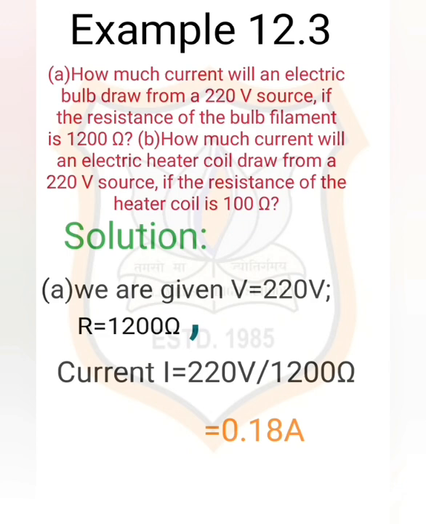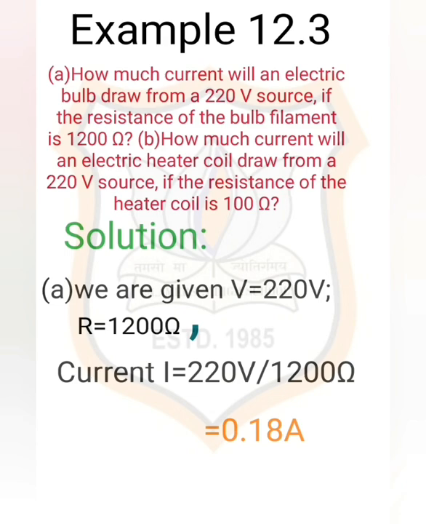Example 12.3. First part, how much current will an electric bulb draw from a 220 volt source if the resistance of the bulb filament is 1200 ohms? And the second part, how much current will an electric heater coil draw from a 220 volt source if the resistance of the heater coil is 100 ohms?